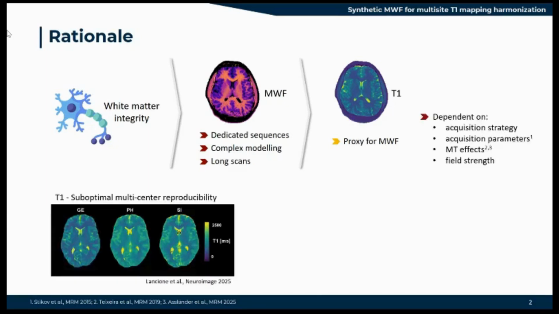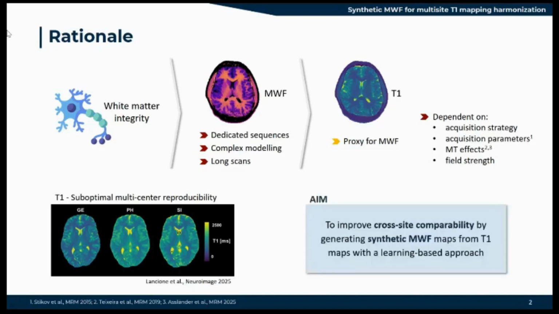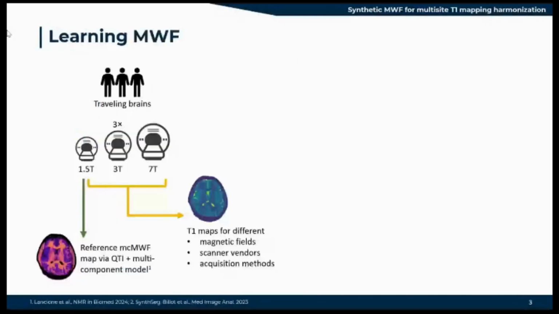But as this measure depends on many different parameters, we found suboptimal multicentric reproducibility when we compared scanners from different vendors. So the aim of this work is to improve the cross-site comparability by generating synthetic myelin water fraction maps from T1 maps with a learning-based approach.